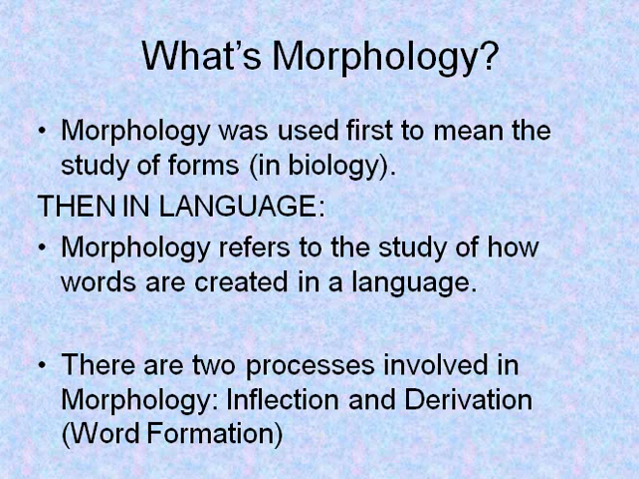So first let's start to define morphology. What is morphology in the first place? What is the term morphology in the first place? So morphology has been used for a long time in biology. It deals with the forms of biological aspects. It is the science of forms.